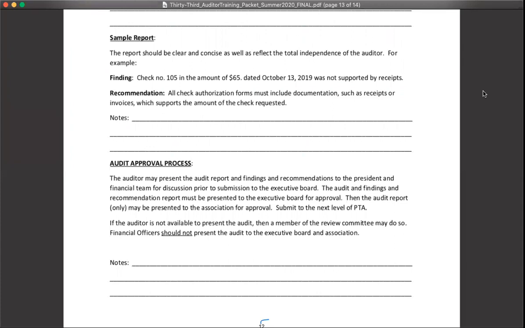If the auditor is not available to present the audit, and we've seen this, the president presents the audit. So if the auditor is not available to present the audit, then a member of the review committee, if there's a review committee, may do so. But financial officers or the president or any check signers should not present the audit to the executive board and the association. It should be some neutral party, but hopefully the auditor can do it or a member of the review committee.